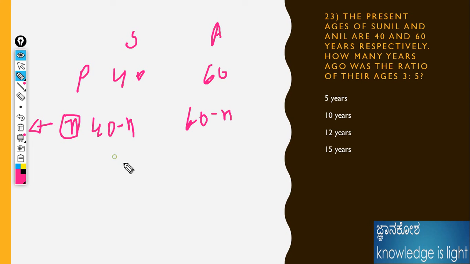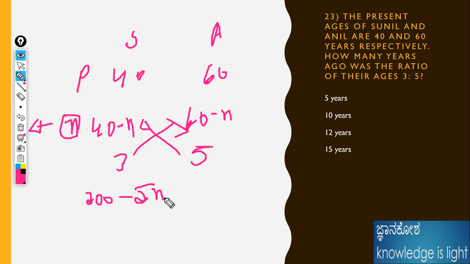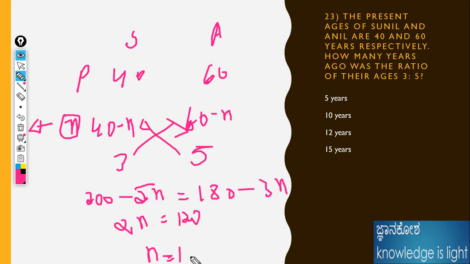Then 3:5 is the given ratio. What is the next step? Cross multiplying, 5 times (40 minus n) gives 200 minus 5n, which is equal to 3 times (60 minus n), that is 180 minus 3n. Therefore 5n minus 3n, which is 2n, is equal to 20, so n is equal to 10.